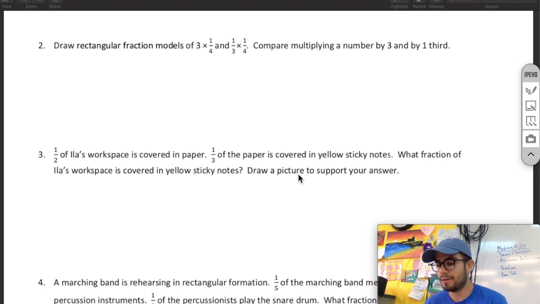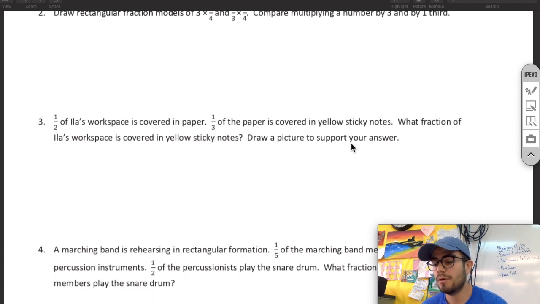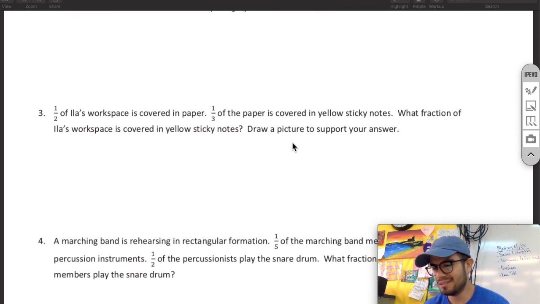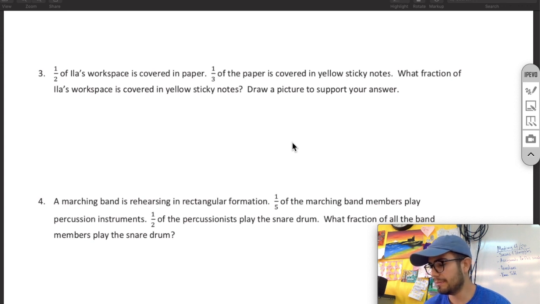Shame on them. We are going to take a look at number 3 here. It says 1/2 of Ila's workspace is covered in paper. 1/3 of the paper is covered in yellow sticky notes. What fraction of Ila's workspace is covered in yellow sticky notes? Who uses sticky notes? Not me.